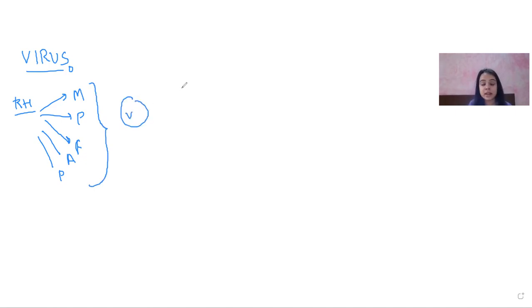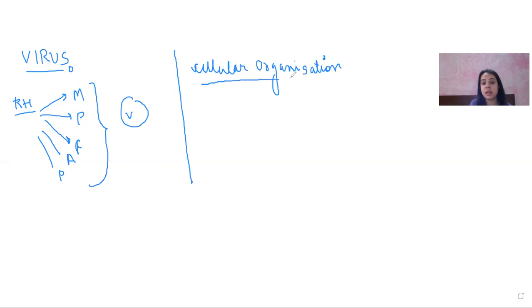Now, what is the reason that we were not able to place viruses in this five kingdom classification? This was because the basis of classification was cell organization, cellular organization. It was one of the key features based on which we categorized the animals and plants. We have learned that there are two types of cells, prokaryotic cells and eukaryotic cells.